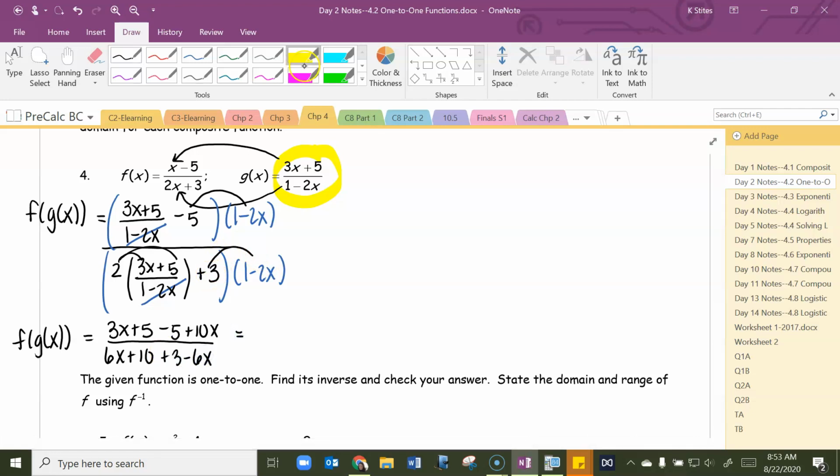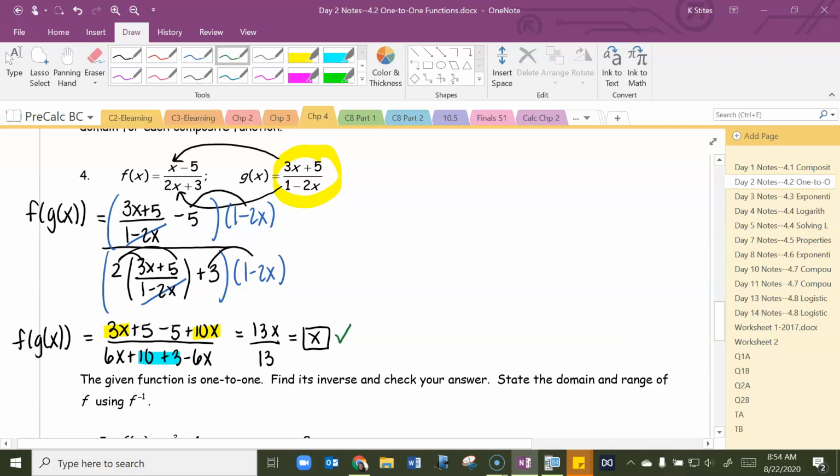And then we can go ahead and combine. I'm going to get a 13x on top because my 5's cancel, and I'm going to get a 13 on the bottom because my 6x's cancel, and lo and behold, 13x divided by 13 is x.